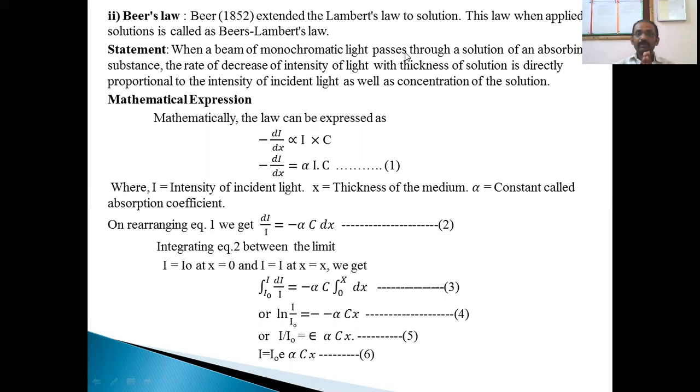Minus dI upon dx is equal to alpha I C. I is the intensity of incident light, x is the thickness of the medium, alpha is the constant called the absorption coefficient. Or we can rearrange this equation into dI upon I. Sometimes you write it in the denominator, and the negative sign comes there; sometimes you bring similar terms to one side, so minus dI upon I is equal to minus alpha C dx. This is the second equation.